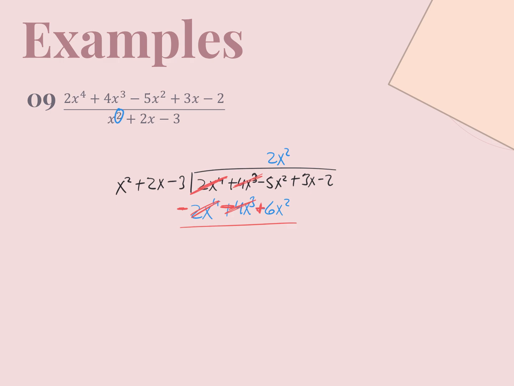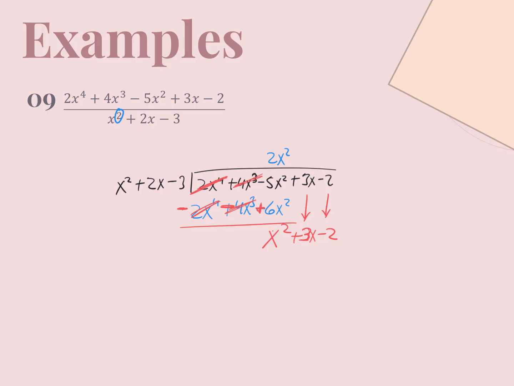And then you're going to do a negative 5x squared plus 6x squared, and that's going to get you an x squared. And then bring down the 3x, all right? Because there are 3 terms here, I would bring down both of them. So I would actually also bring down that -2, just to account for every single term, right?